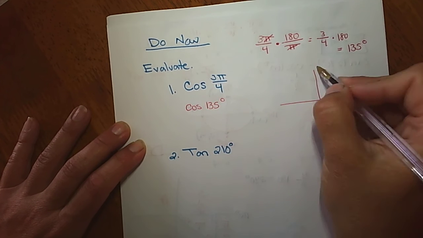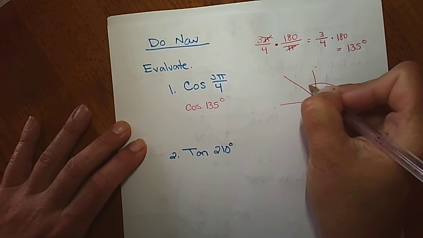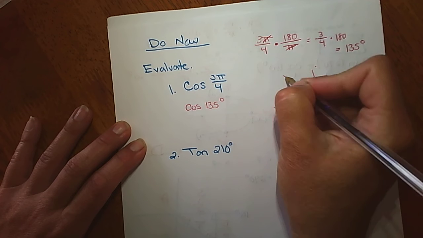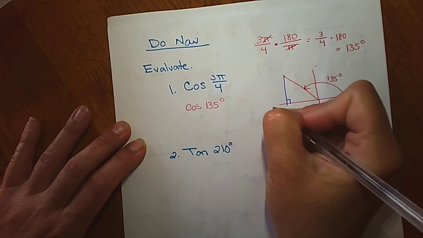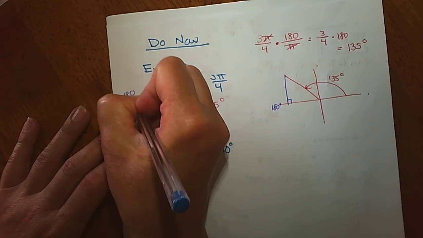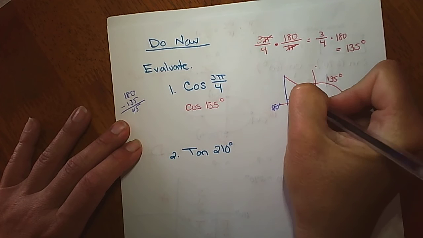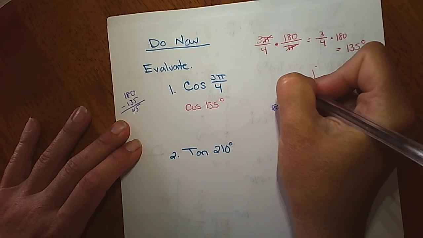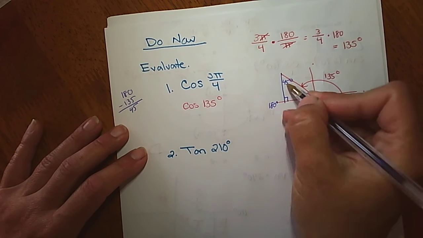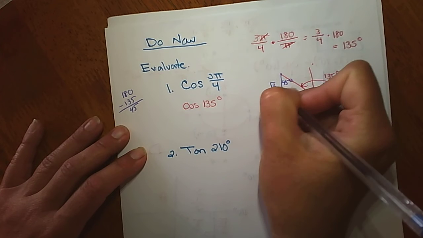So it's 0, 90, 180. So 135 is somewhere in here. From here to here is 135. Draw my triangle, right? This is 180. So I'm going to do 180 minus 135, and that's 45 degrees. So if that's 45, then this has to be 45. Now what do we label as 45 degrees? Well, across from it would be radical 2 over 2, radical 2 over 2.